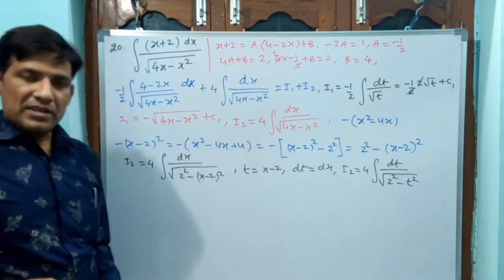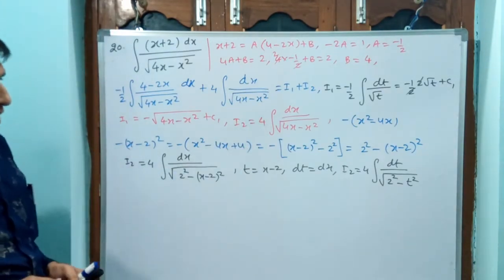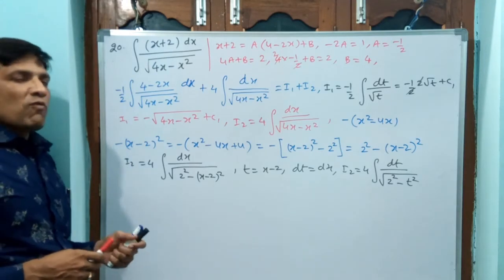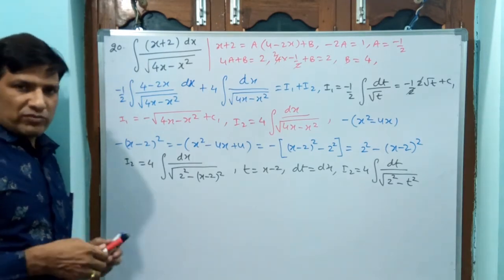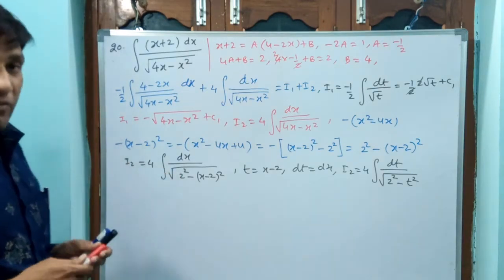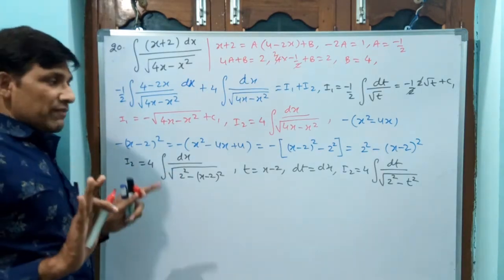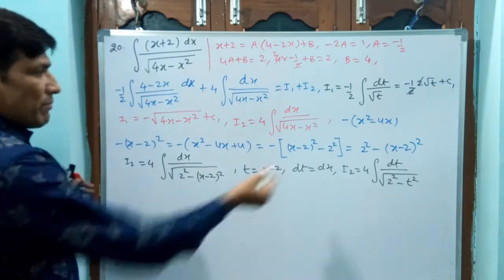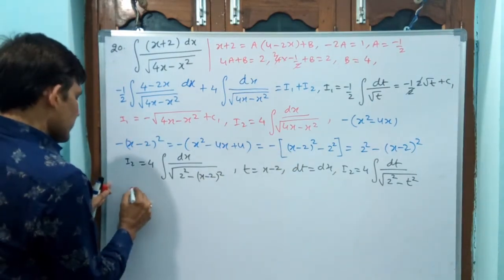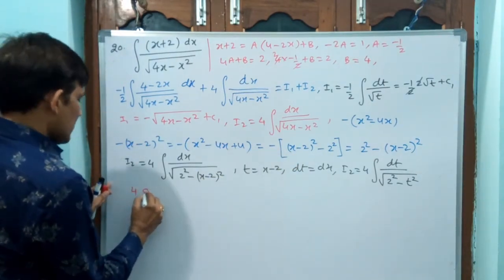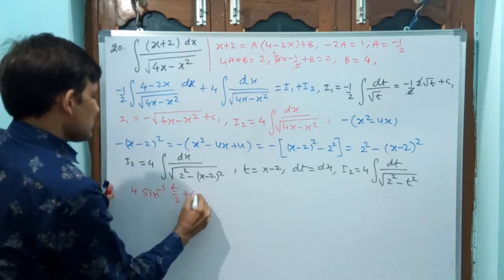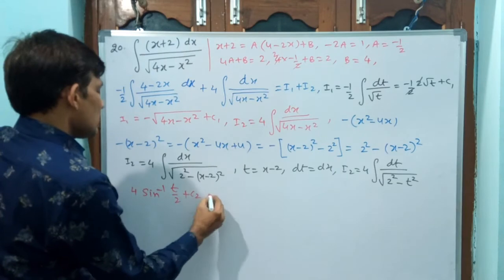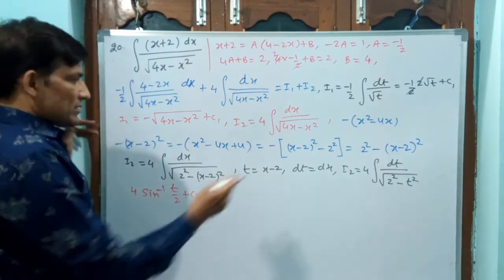Now you can do it easily. Why? Because see, it is in the form of 1 by square root of 1 minus x square, or 1 by square root of a square minus t square. Sin inverse x by a will come. 1 by a will not come. So for sin, okay? Sin inverse x by a. But outside 4 is there. 4 sin inverse t by 2 plus c2.